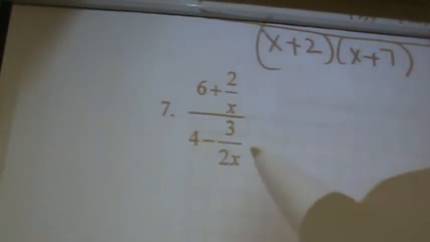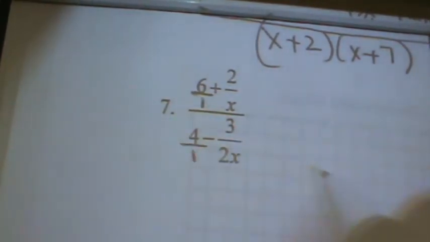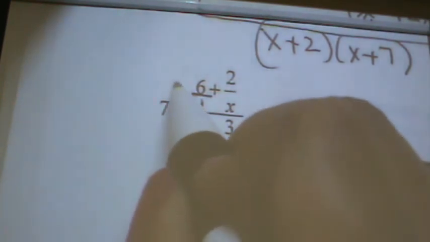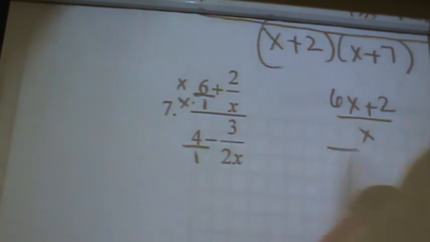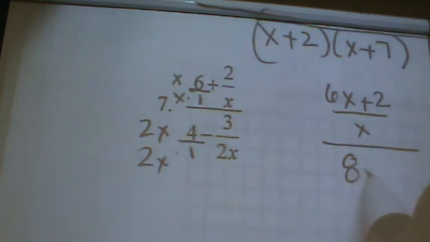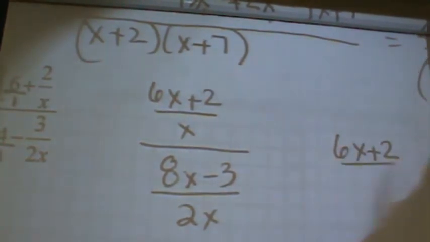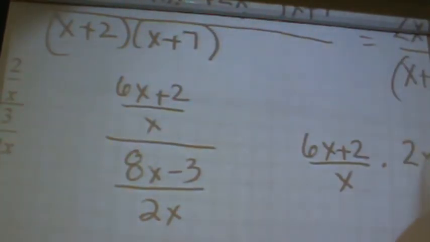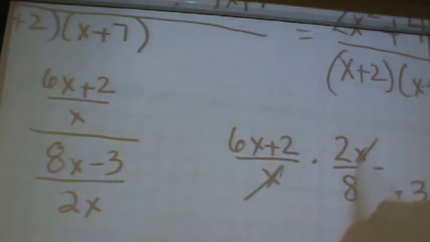Next one. This is a complex fraction. We've got to get a common denominator on top and on the bottom. So we're going to multiply this by x, this by x. So you have 6x plus 2 over x, over, multiply this by 2x and this by 2x, 8x minus 3 over 2x. Now you flip and multiply. Oops, 8x minus 3. The x's cancel.